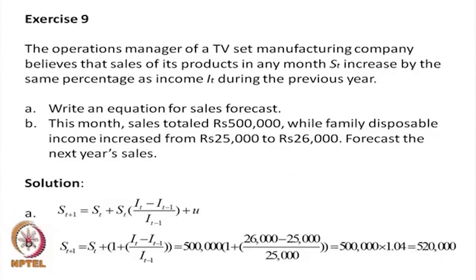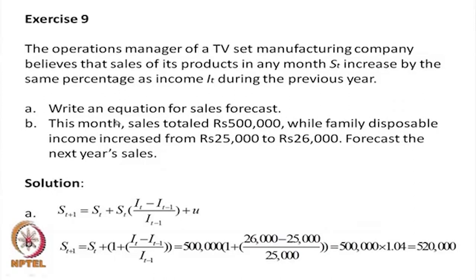Now, we take another simple example on demand forecasting. The operations manager of a TV set manufacturing company believes that sales of its products in any month St increase by the same percentage as income It during the previous year. Write an equation for sales forecast. This month sales totaled rupees 500,000, while family disposable income increased from rupees 25,000 to rupees 26,000. Forecast the next year's sales.